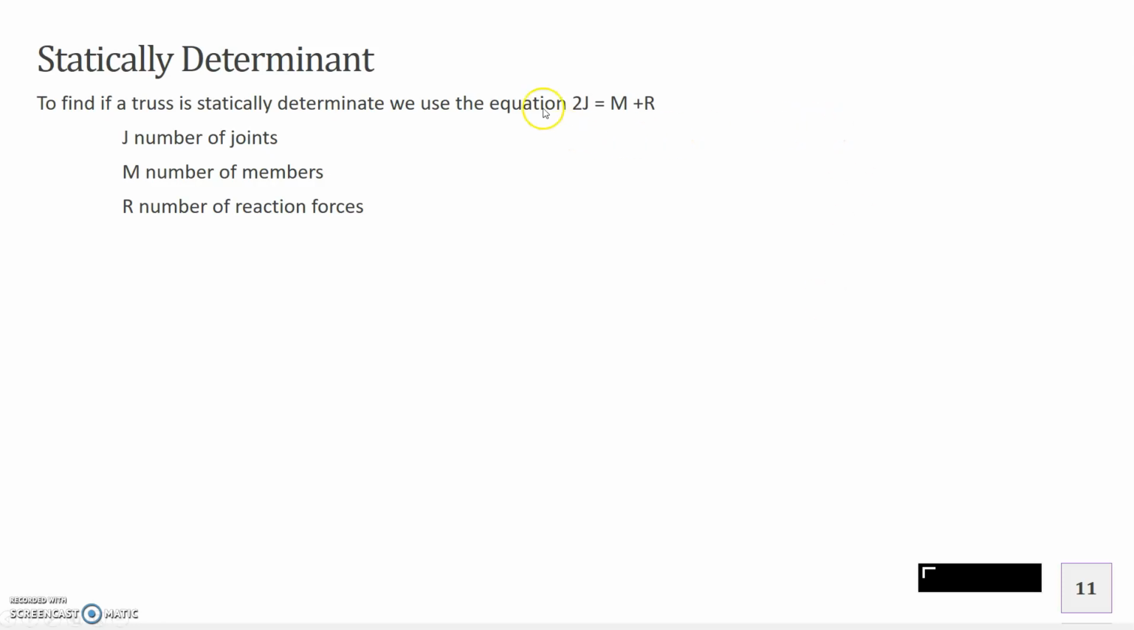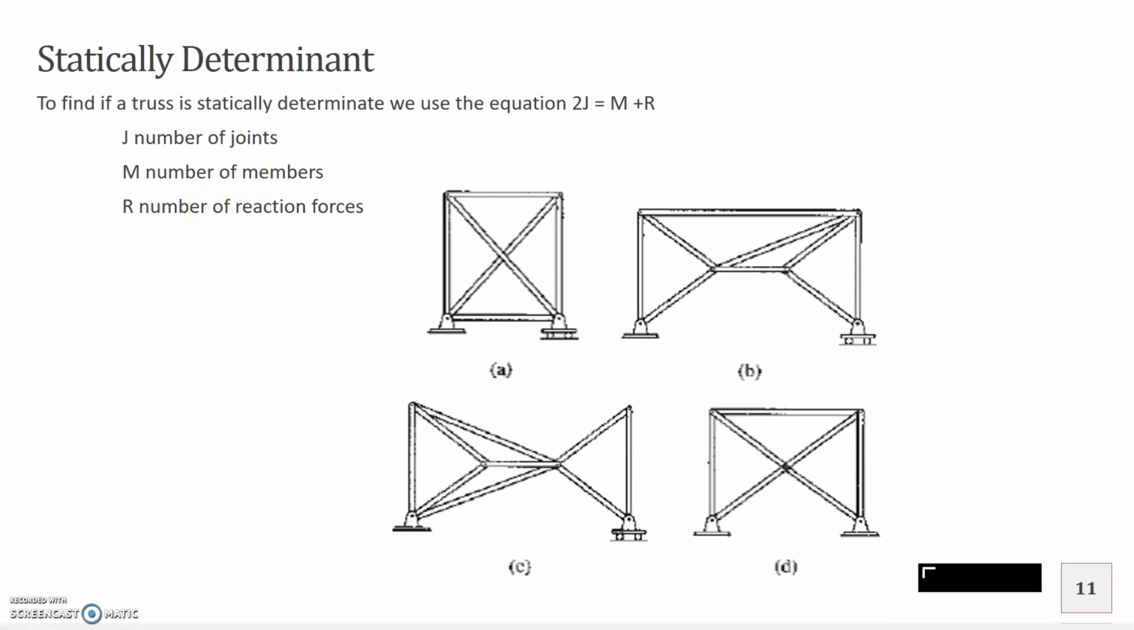Now, the equation is this: 2 times j equals m plus r. What that means is 2 times the joint numbers is equal to the number of members plus the reactionary forces. So let's look at this one.